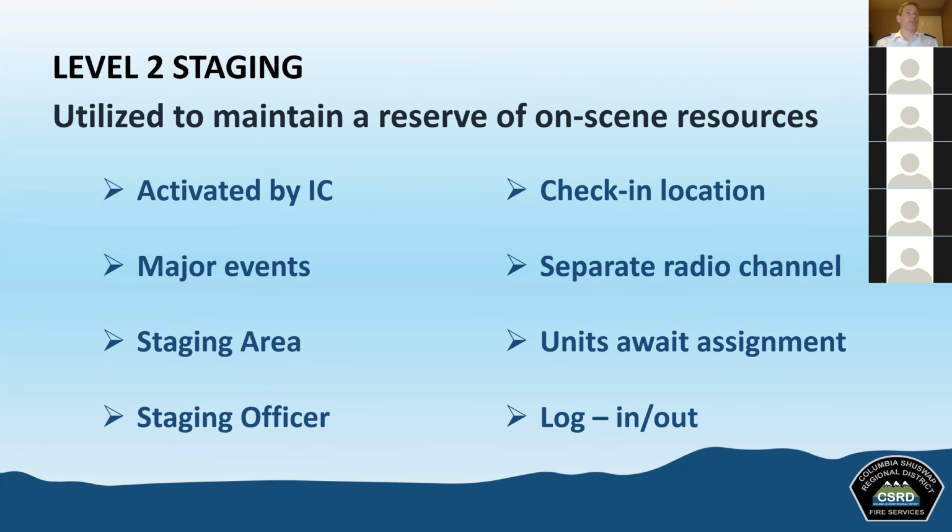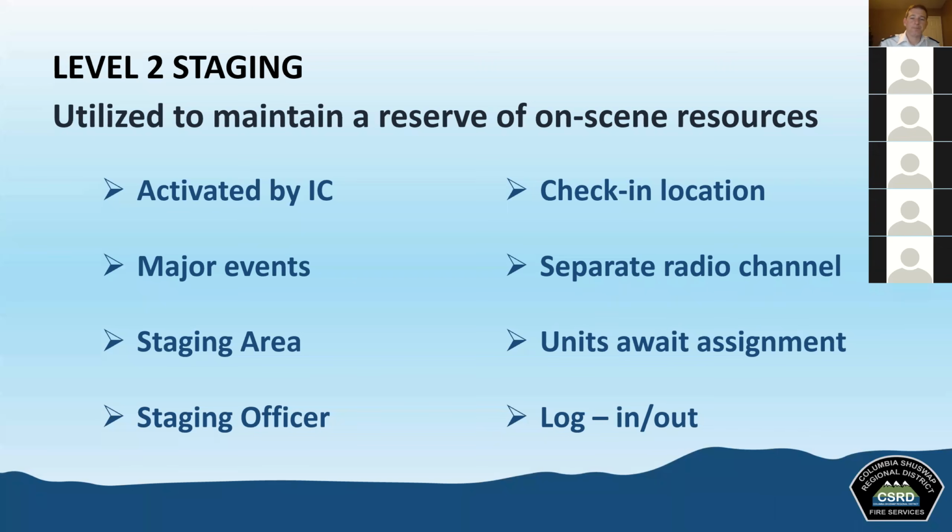So, like I said, it's there to maintain a reserve of on-scene resources, right? We don't need them right now, but we may need them in the future. So command should consider activating level 2 staging when they're calling for additional resources. Okay, I'm going to need more stuff here. Maybe I need a place for them to report to, so that they're not all showing up at the scene at the same time, and we don't have enough room on scene. So you're asking for those resources. Consider setting up a level 2 staging area. If you set that up, you ask for the resources, you inform dispatch that you've set up a level 2 staging area, and ask that all incoming units report to that staging area and not to the scene.